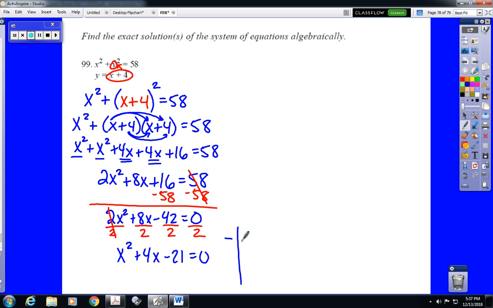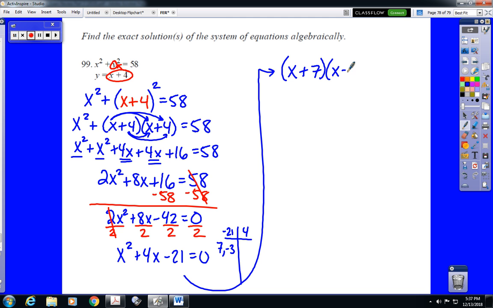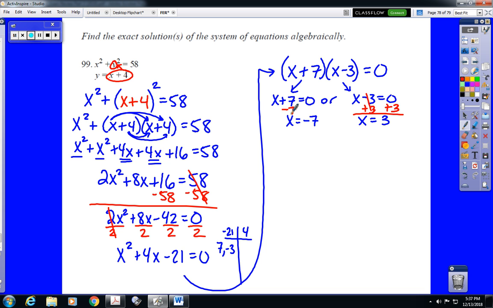So I'm looking for a pair of numbers that multiplies to negative 21 and adds to 4. That would be 7 and negative 3, which means this factors into x plus 7 and x minus 3 equals 0. Break that up. X plus 7 equals 0, or x minus 3 equals 0, which means my x answers are negative 7 and positive 3, because I would solve those equations.